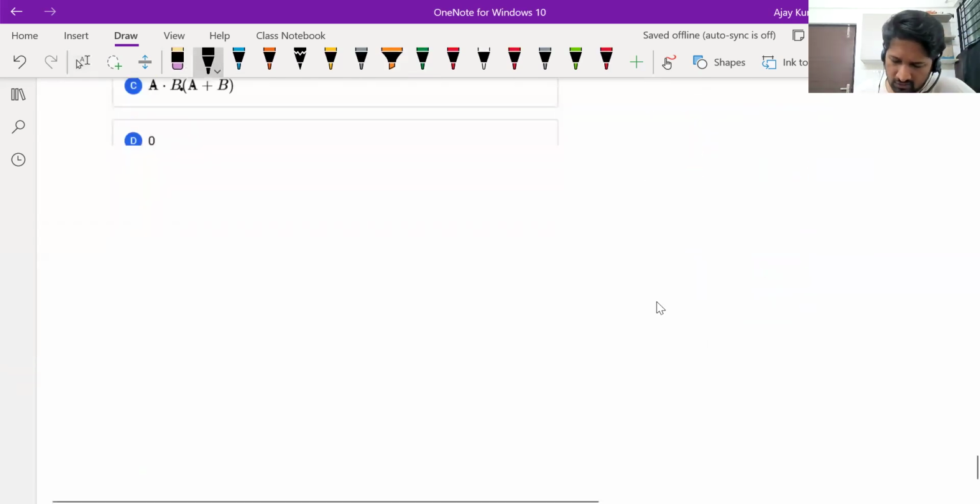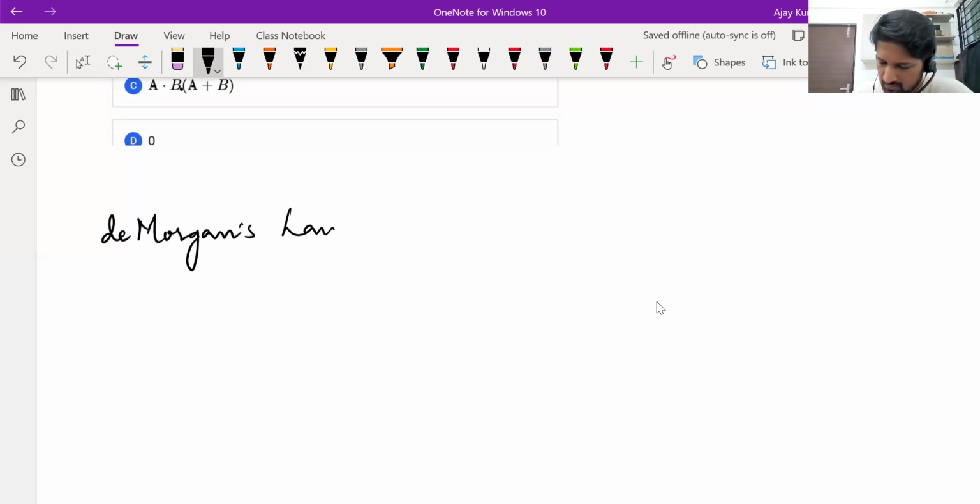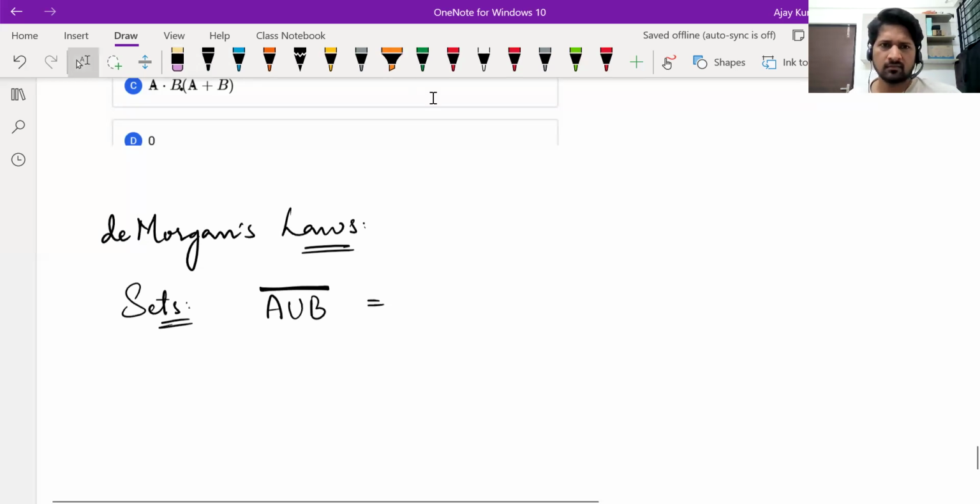Do you all know De Morgan's laws? In mathematics, you must have learnt. Like in sets. What is A union B whole bar? So all elements of A and B combined. That is A union B. All elements of A and B combined. What is A union B whole bar?